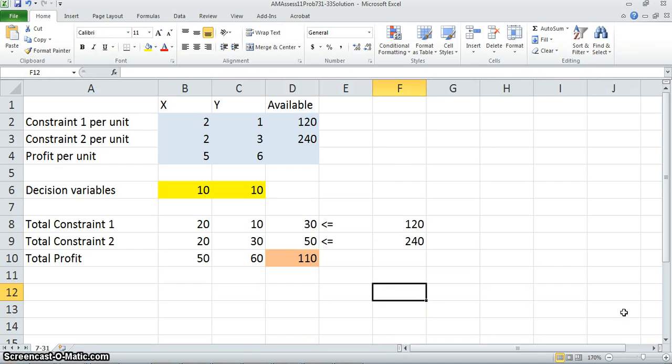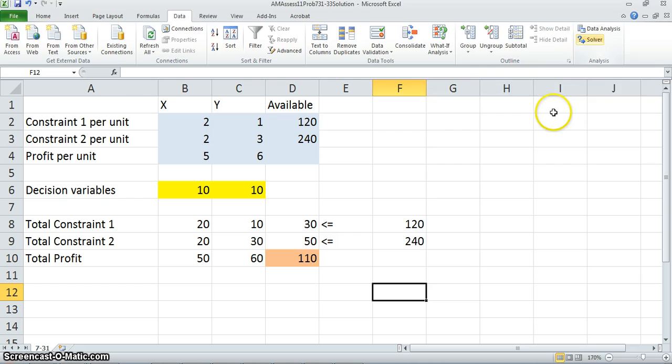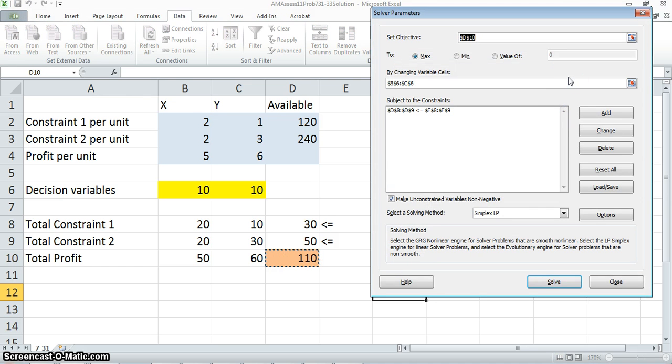This video addresses problems 731 and 733 from the textbook. The Excel model used to solve problem 731 is shown on the screen. Currently, there's just arbitrary values of 10 for the decision variables. Solver will change these. So the problem is already set up in Solver, and you can see the setup here.